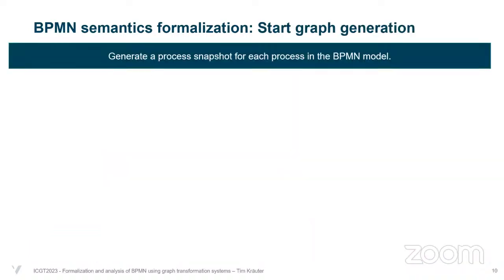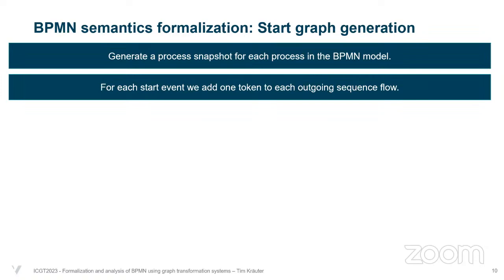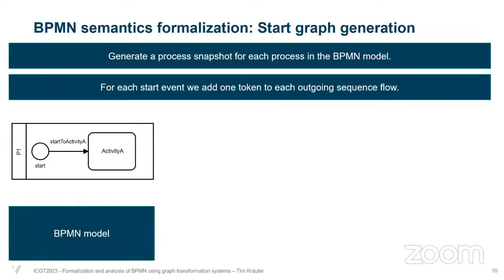How does that work? So the idea is that we generate one process snapshot for each process in the BPMN model. And for each start event, we generate one token on each outgoing sequence flow. So let's look at an example, a very simple BPMN model: one process, one start event, with one outgoing sequence flow.